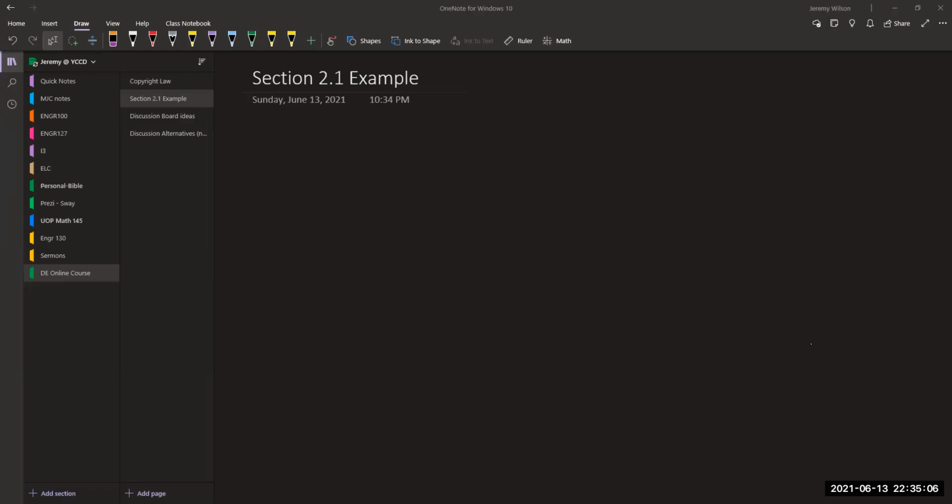So we're going to go ahead and work an example that would be typical of what you're going to see for the homework for section 2.1. Before we jump into this, I want to go into the law of cosines and the law of sines. Let's do a quick review. I'm going to draw a triangle.